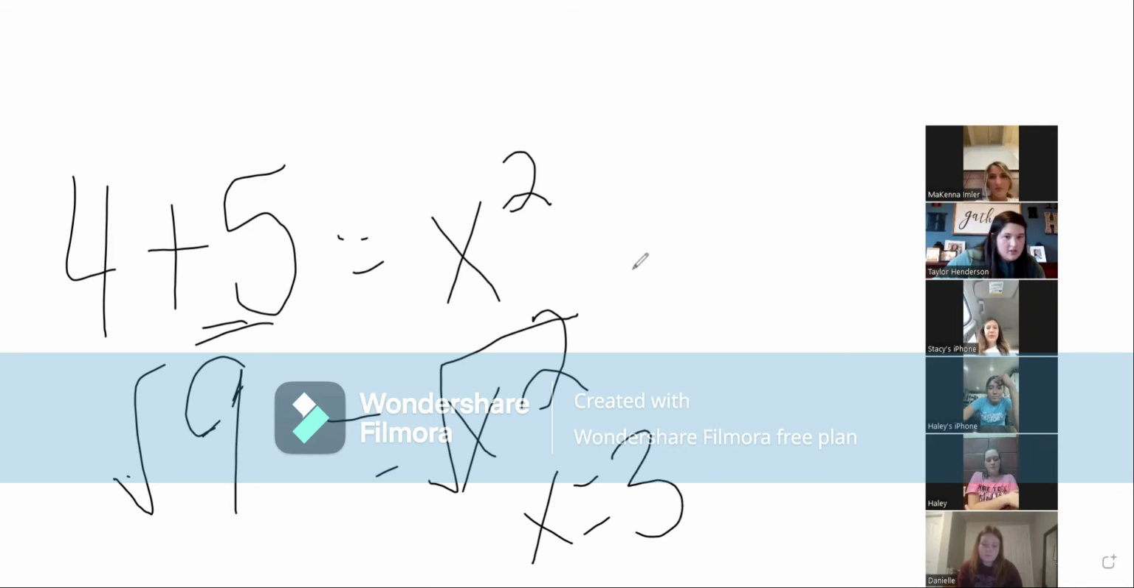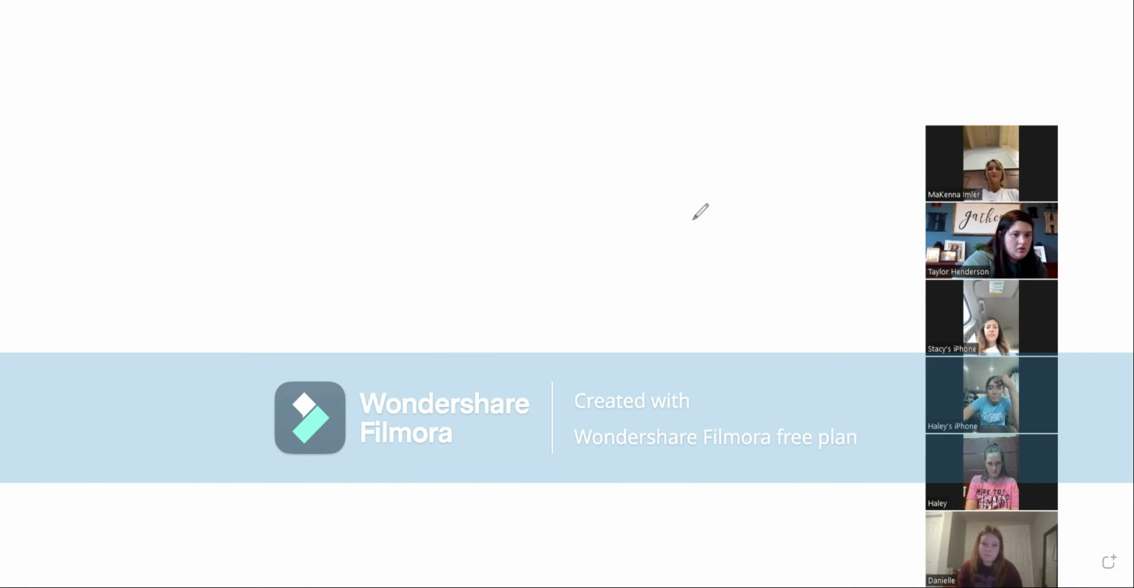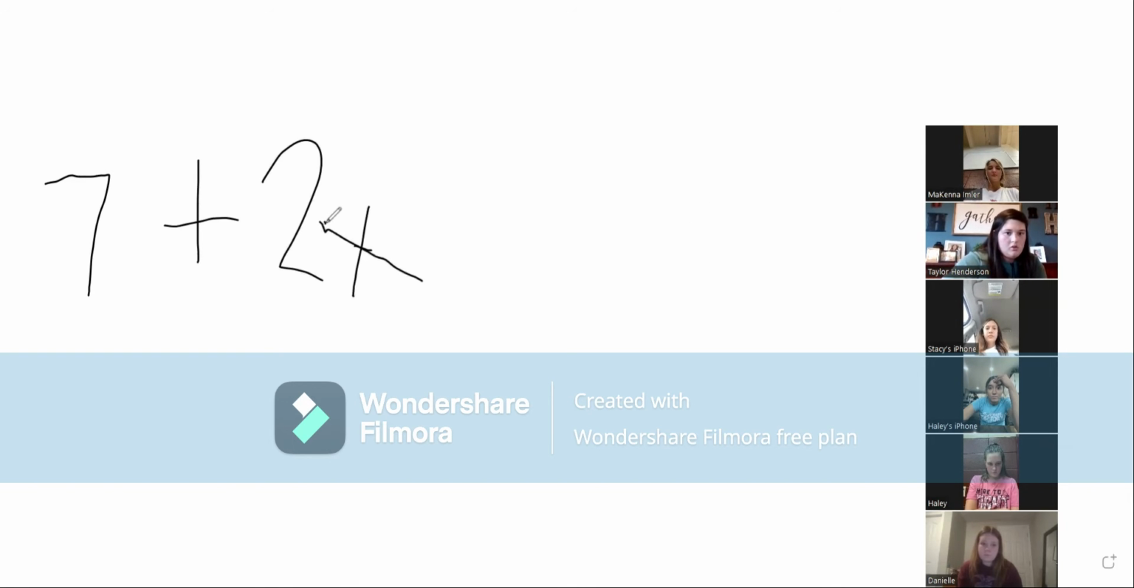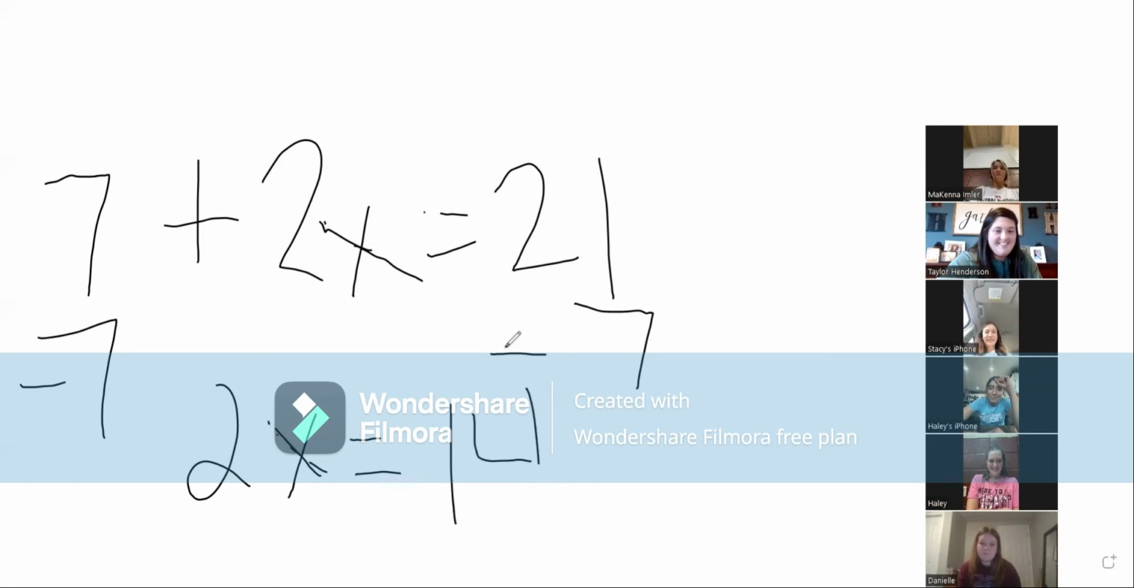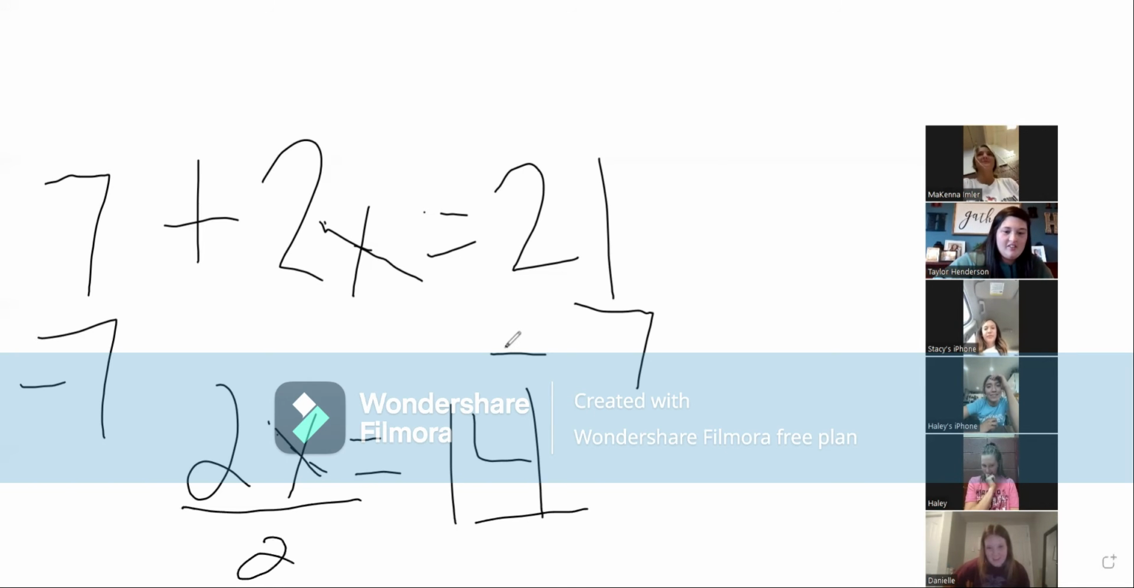Okay. Let's do one more. 7 plus 2x equals 21. Okay, what do we need to do first? Subtract 7. So that gives us 2x equals what? 14. Now what do we need to do to get x by itself? Divide by 2. X equals 7.